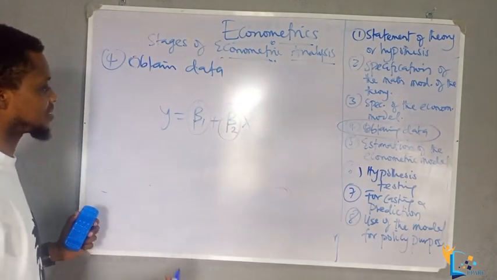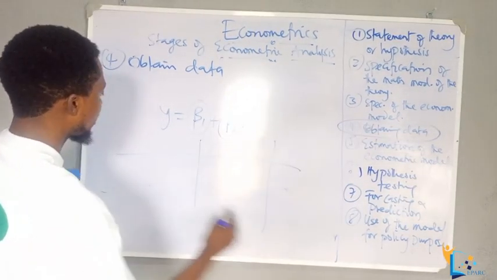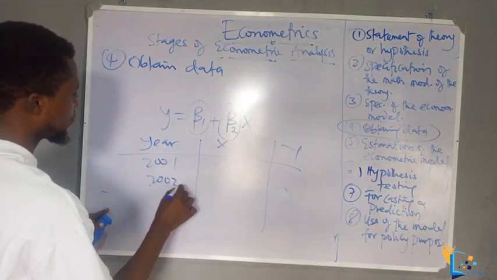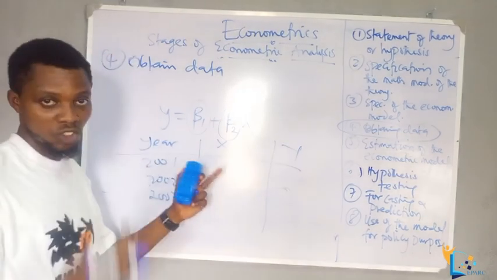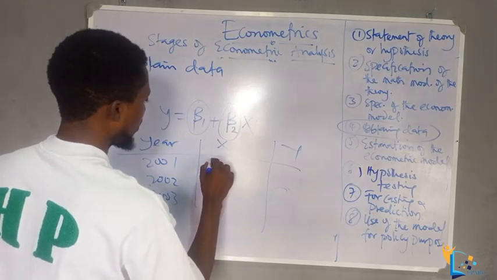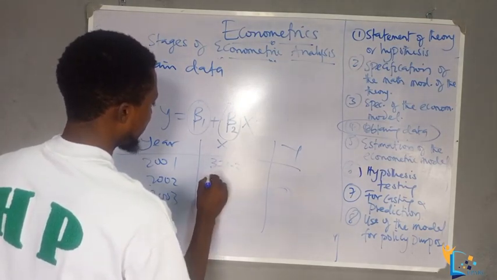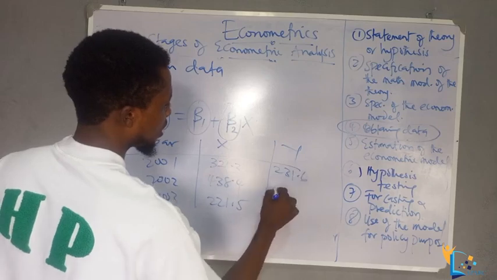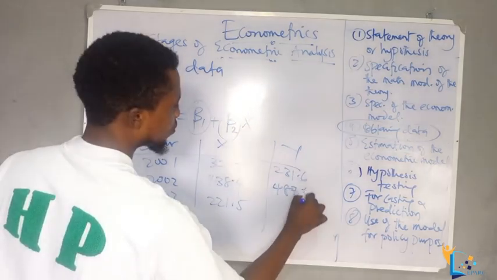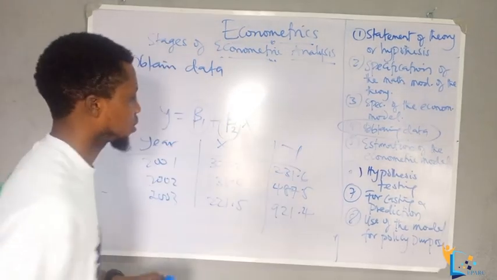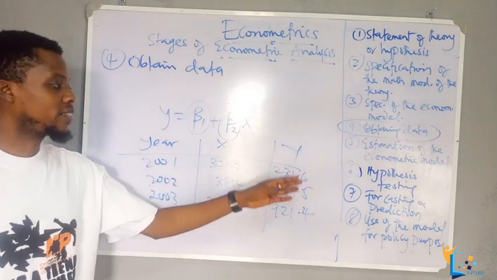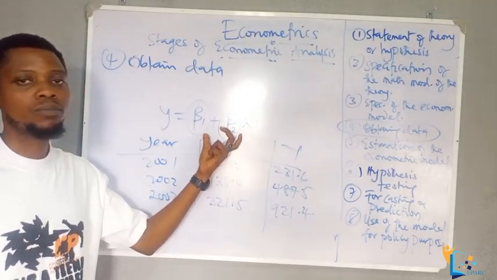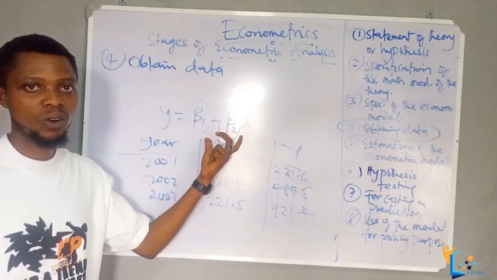For instance, let me give you a typical example. We might have computations like this: Y, X, for 2001, 2002, 2003. I'm giving this as dummy data: 3.321.3, 438.4, 221.5, 231.6, 487.5, 921.4. We might have typical data like this. By the time we compute our variables into our model, we'll be able to establish our figures for our parameters.